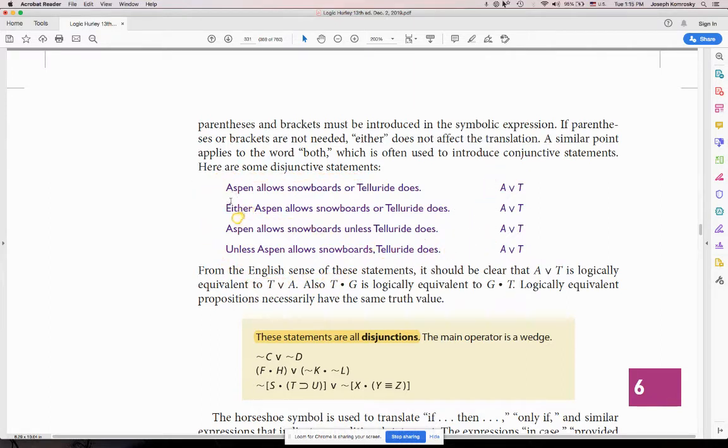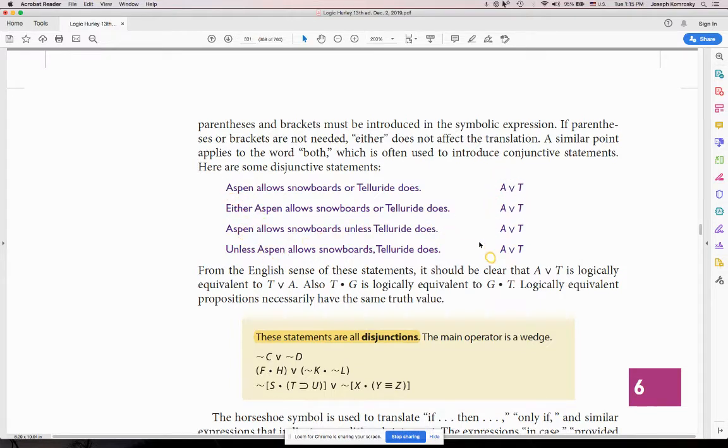You can look at these now. Either Aspen allows snowboards or Telluride does. And it turns out the T and the A could be backwards. It's still the same truth function, meaning I have A or T, or I could have T or A. The reason he's doing it in this order is because we see the A first, right? So we put the A first.